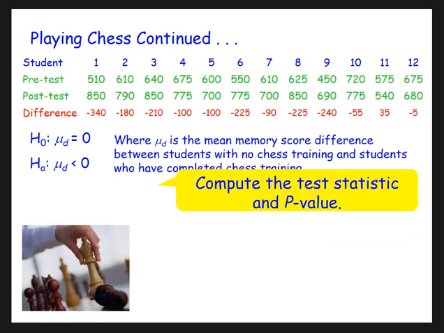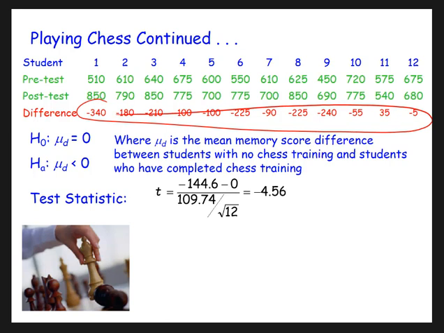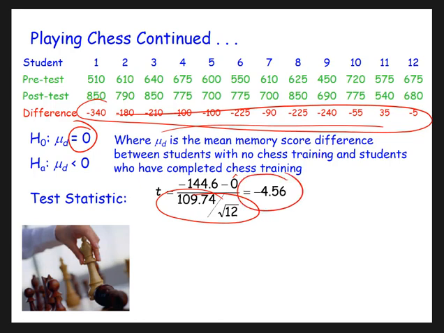Compute the test statistic. Well, the mean of the differences is negative 144.6 minus our hypothesized value of the difference, which was 0. That's divided by the standard deviation of that set of differences over the square root of the sample size, giving us a test statistic of negative 4.56. We have 11 degrees of freedom here because we have 12 pairs, so 12 minus 1 gives us 11 degrees of freedom.